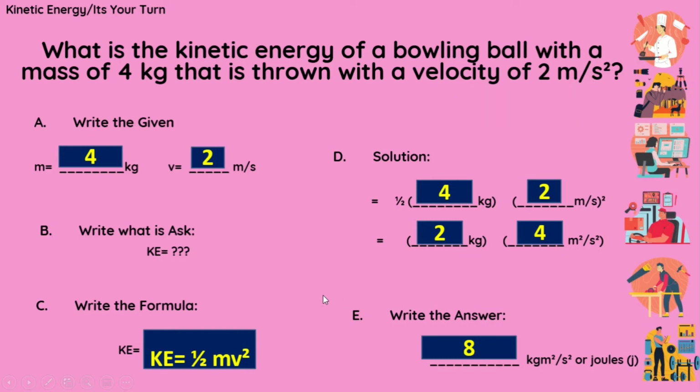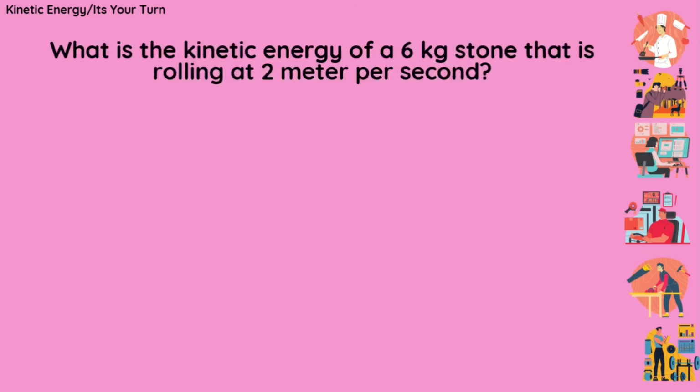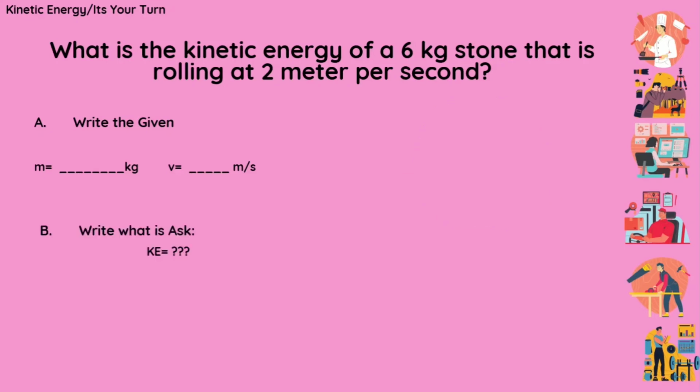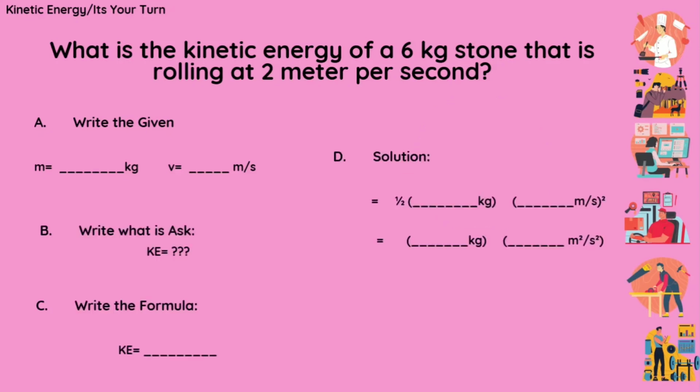Okay. Next problem. What is the kinetic energy of a 6 kilogram stone that is rolling at 2 meter per second squared? Or per second, I'm sorry. Write the given, formula, solution, then write your answer.